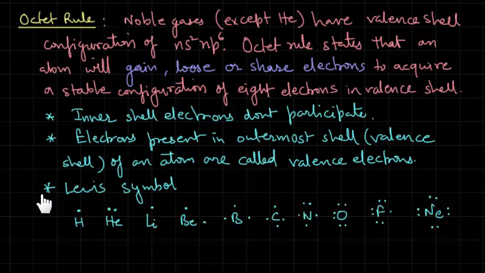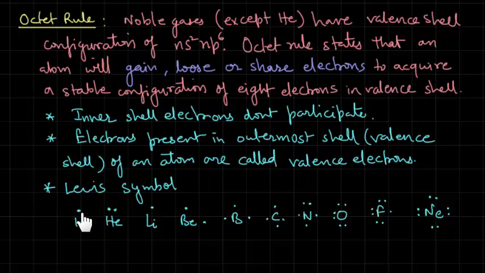There are some notes regarding the octet rule. First, inner shell electrons don't participate. We are only talking about the valence shell electrons. Only valence shell electrons will try to get 8 electrons in their orbits. Electrons present in the outermost shell, which is the valence shell of an atom, are called valence electrons.